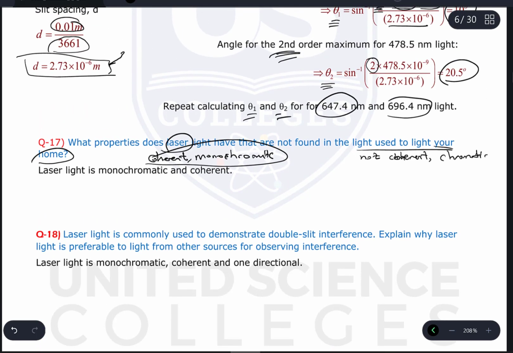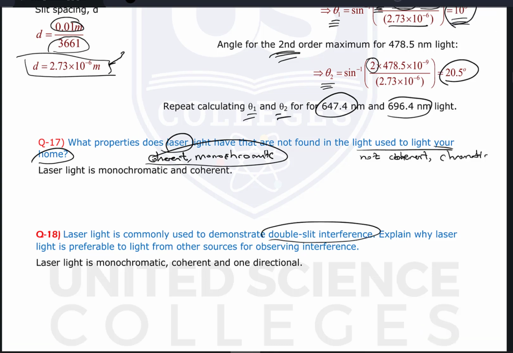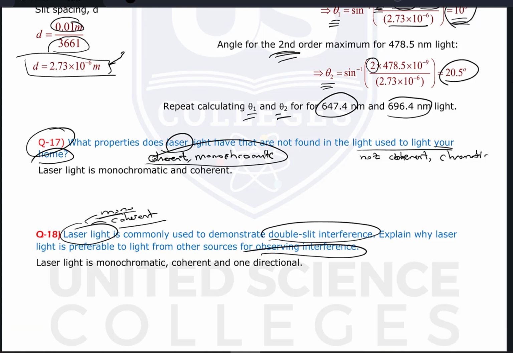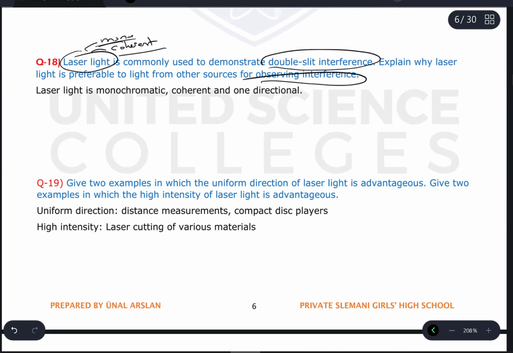Question number 18. Laser light is commonly used to demonstrate double-slit interference. Explain why laser lights are preferable to light from other sources for observing interference. Because as explained in question number 17, laser light is monochromatic and also coherent. So if we want to observe an interference pattern, light sources must be monochromatic and coherent. That's why laser is used for double-slit interference experiments.